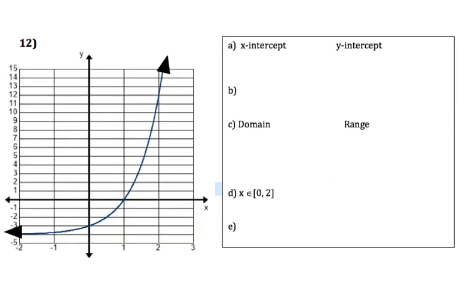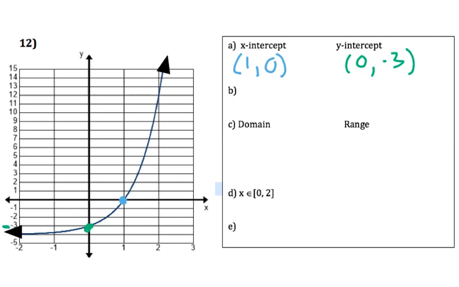Number 12. So again, the same things. A, we need to find the x-intercept and y-intercept. So the x-intercept is where the line crosses the x-axis, which is at this point here. The x value of that point is 1. The y value of this point is 0. Now for the y-intercept, it's where it crosses the y-axis, where the x value is 0. The y value is negative 3. We can look over here to the left of that point to see the negative 3.